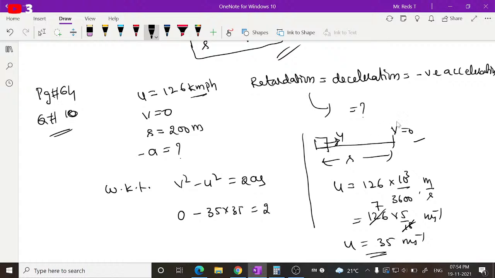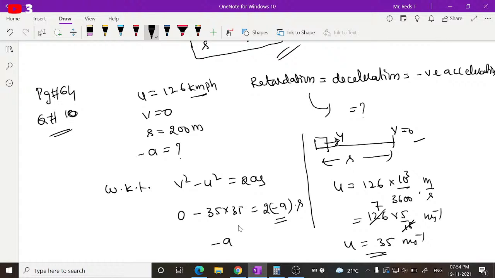When it is moving with initial velocity, for the velocity to become 0, it has to decrease. When it is decreasing, you have to take the acceleration as negative acceleration. So acceleration is negative, minus a into s, the displacement. This negative acceleration is what we are asked to find. So minus a s, is this clear? Yes, sir. So we have to take this acceleration as negative acceleration.